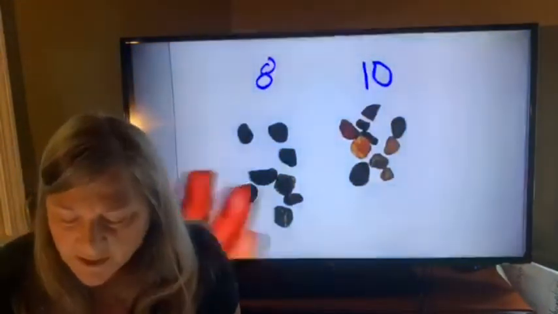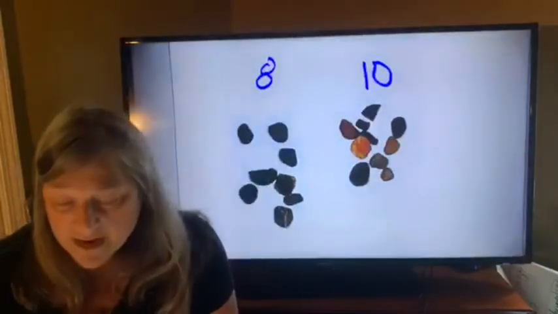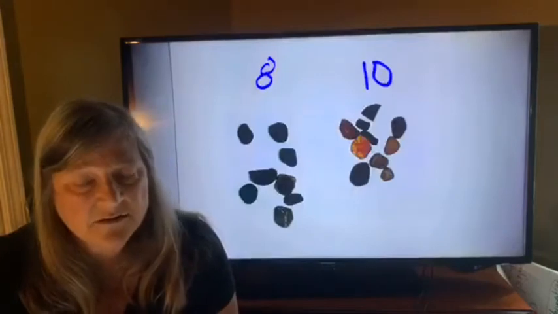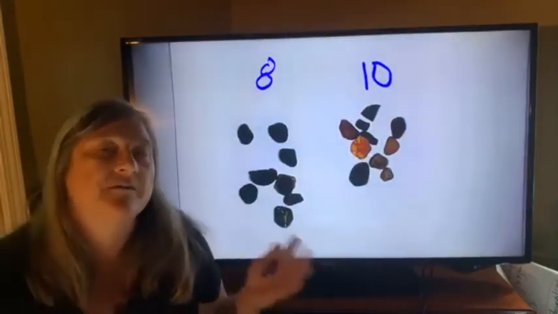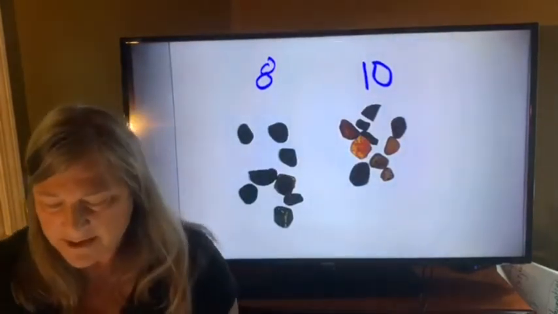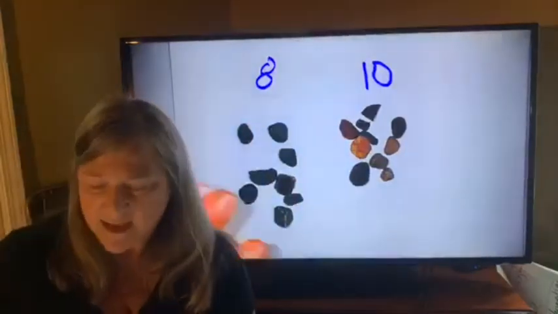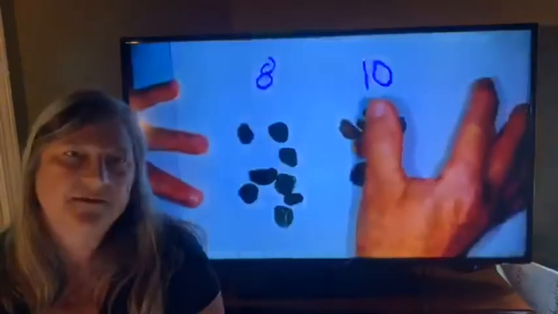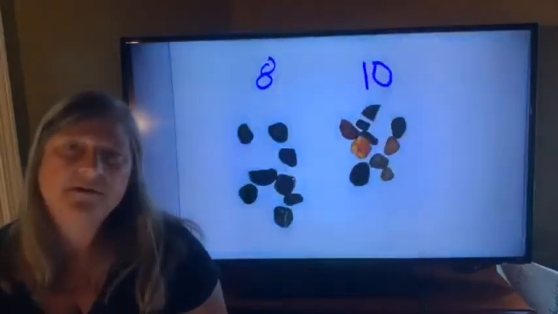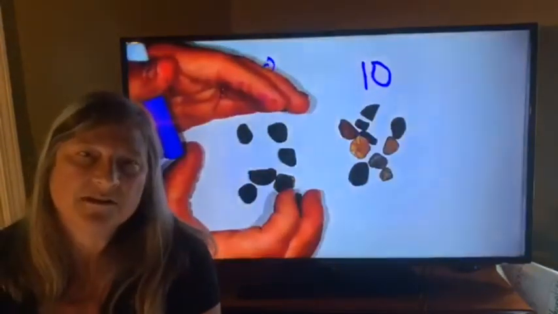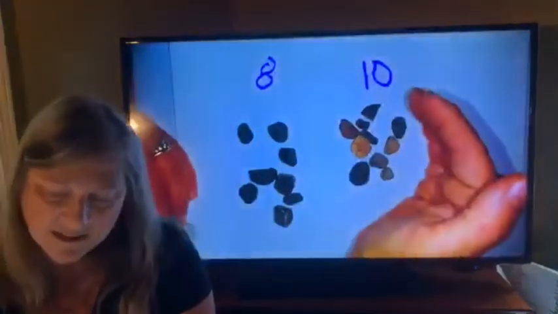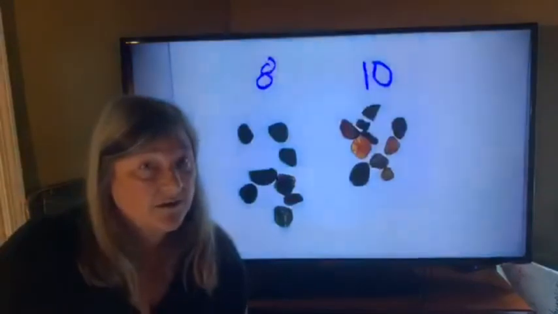Now, at this point, you could ask them, how many rocks are there? How many rocks are there altogether? That's not really part of this standard that we're talking about right now. We're talking about classifying them and being able to take this number of items and put them into their separate pieces. But we do want them to know, yes, there are some green stones. Yes, there are some not green stones. But there are also a collection of stones altogether.